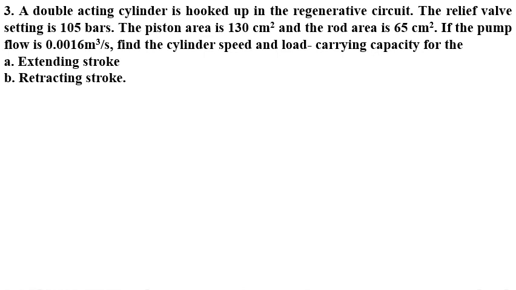Okay, now look at the numerical. Here the area of the piston is 2 times greater than the area of the rod. Area of piston is 130 centimeter square and area of rod is 65 centimeter square. So now we can achieve equal speeds here. Equal speeds means velocity during extension, or cylinder speed during extension, equals cylinder speed during retraction. Both are equal. How is it possible? We can go on to discuss the solution.